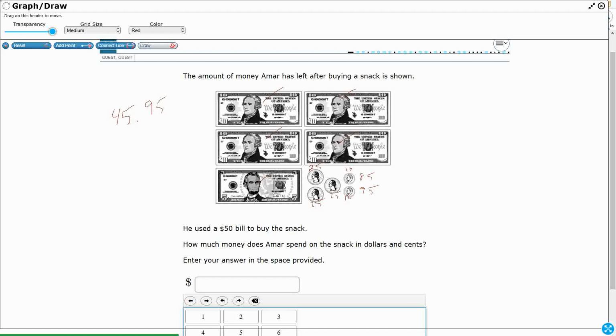He uses $50 to buy a snack. How much money does Amar have spent on the snack in dollars and cents? So this is the change. So this is where it gets tricky. And there's really two ways to do this, right? First off, you can say, all right, this is a subtraction problem. Now, we've got to line up our numbers correctly.